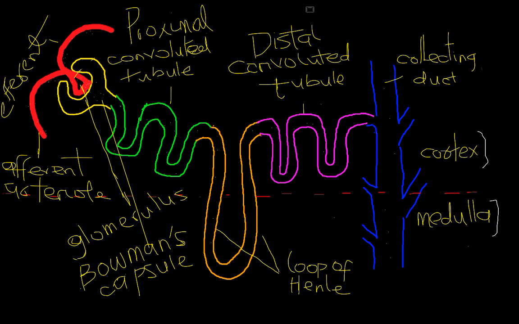Okay, in the first part of the proximal convoluted tubule, what is normally absorbed here is glucose, some amino acids, bicarbonate, and sodium, about 65%. Chlorine can also be absorbed, okay. So apart from glucose and amino acids, we have sodium and chlorine that can also be absorbed back here, okay. So it gets absorbed back.